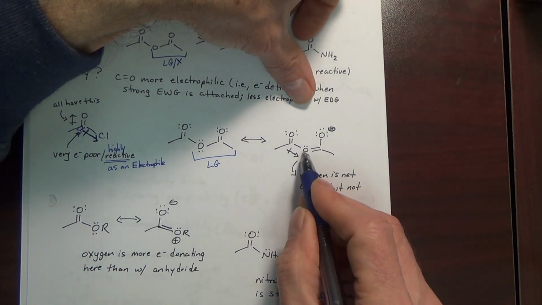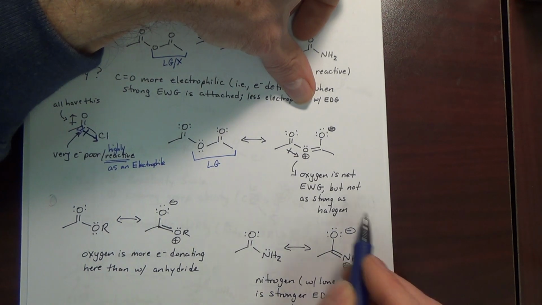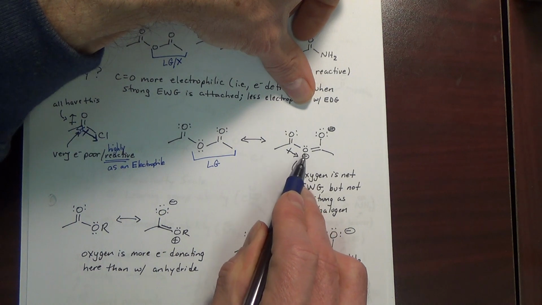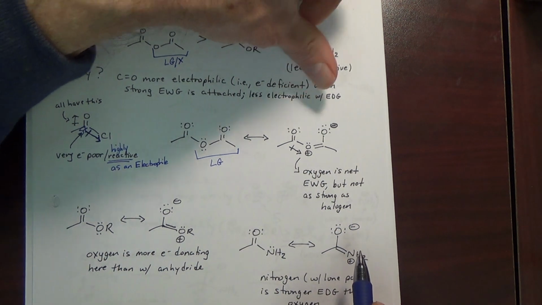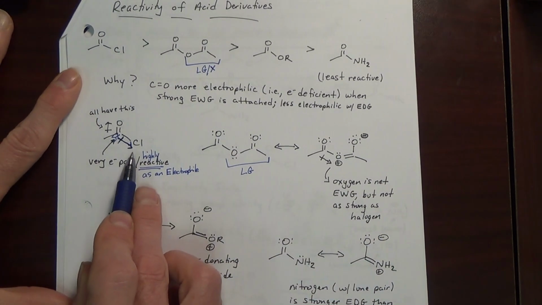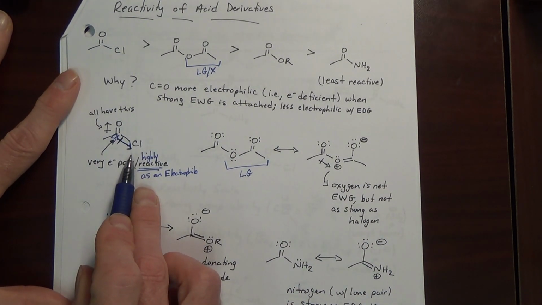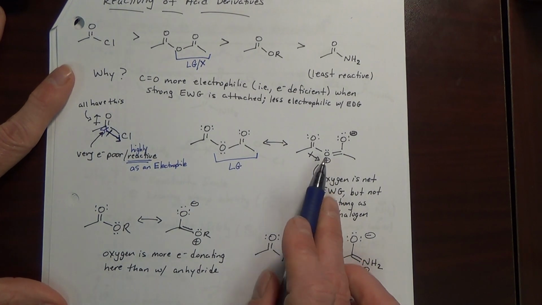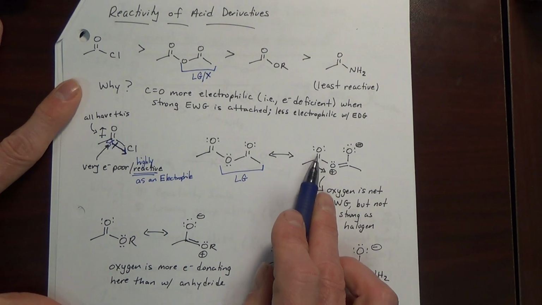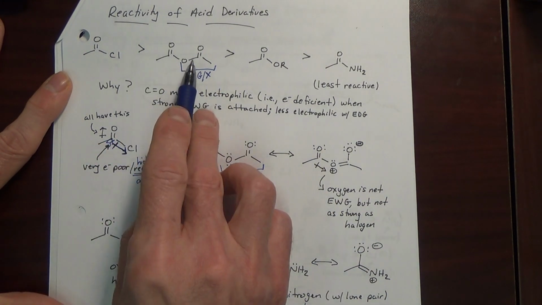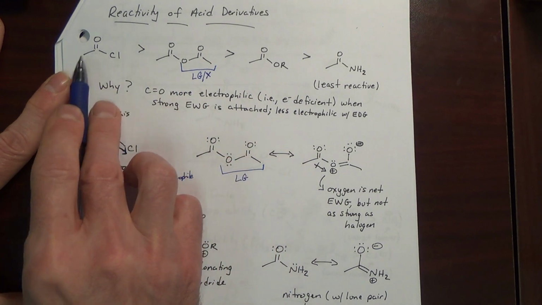And so it is an electron withdrawing group. Okay, it's going to be electron greedy. It's going to pull electron density so it can go back towards neutral. All right. But it turns out it's not as strong a withdrawing group as the chlorine. And because it's not as strong a withdrawing group, this carbonyl is not going to be as electrophilic as the acid chloride, and thus the anhydride is not as reactive as the acid chloride.